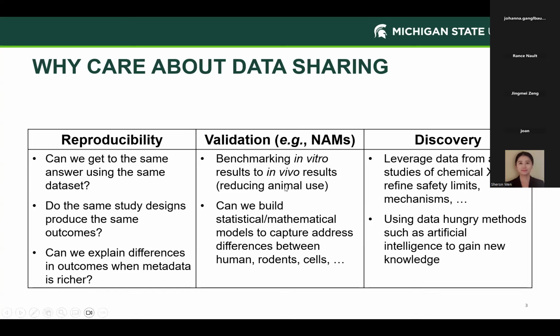We can also think about validation. NIH, basically funders, are really talking about new approaches and methodologies.